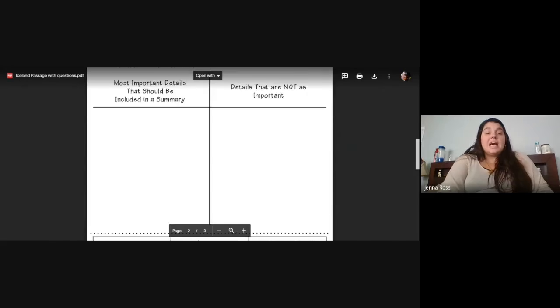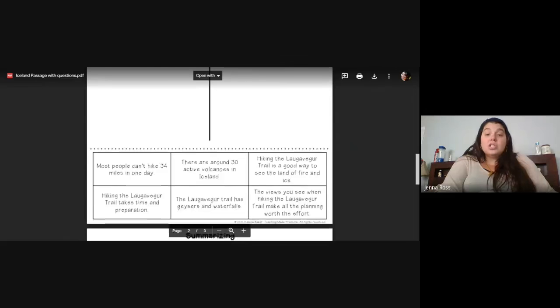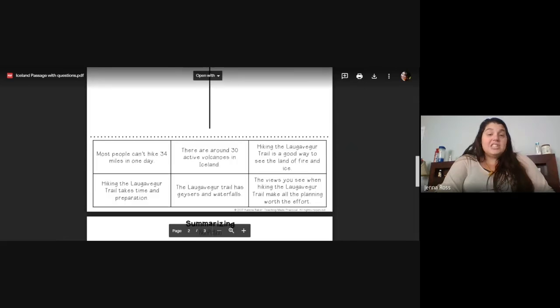You want to decide, are these details the most important details that should be included in a summary? Or are they details that are not as important and we can kind of leave them out? So you should have 3 on each side, and some of them are less important and small details, and some of them are super important. So it's your turn to decide.